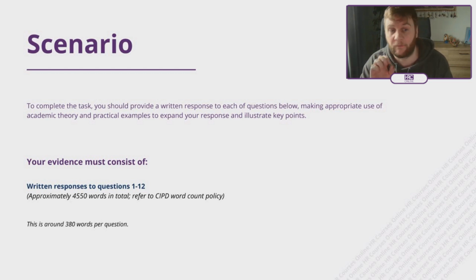And they give you a word count of 4,550. I say approximately because you can go 10% over, you can go 10% under. CIPD say if you breach either way, it's an instant referral on the assessment. So never go above 10% plus 4,550, so that's 450. So try to never go above 5,000, and try to not go under 4,000. That means you have 380 words per question, or 379, but 380 words per question.